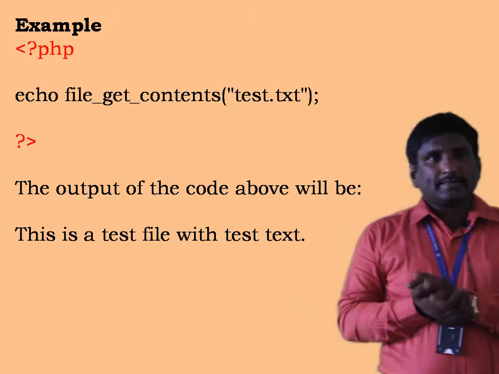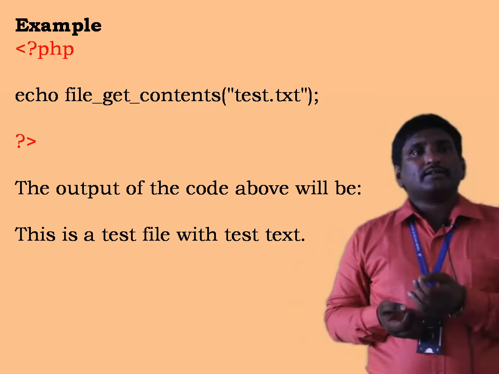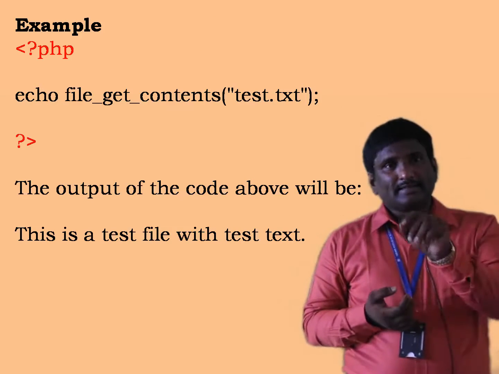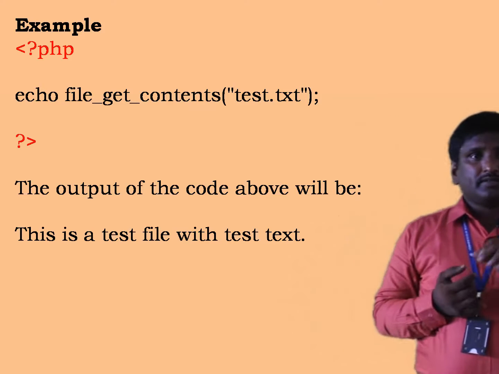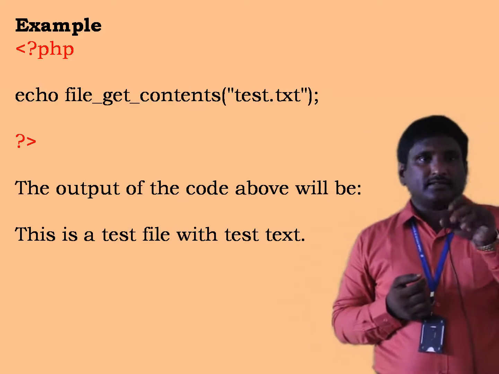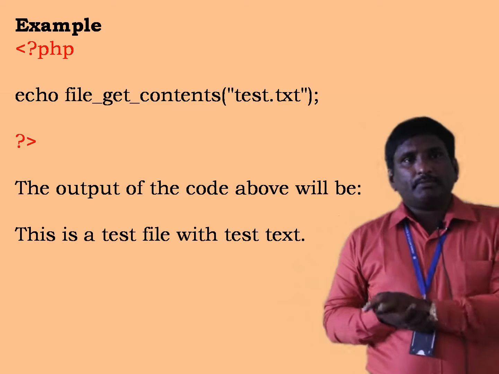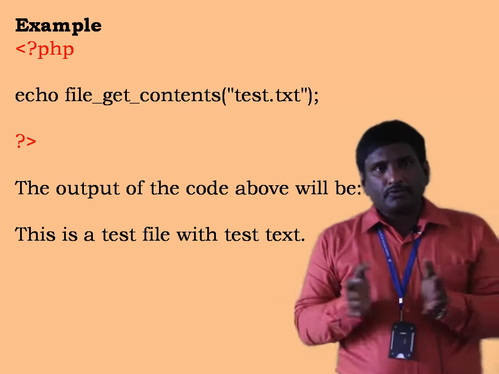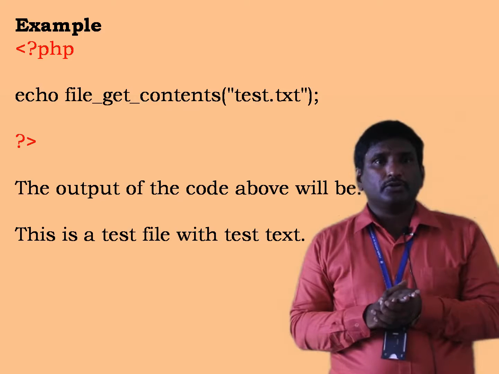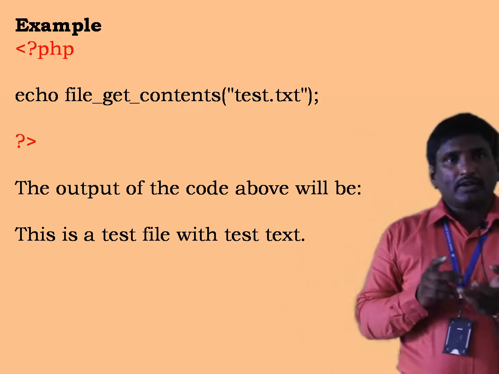Okay, this is an example. file_get_contents on test.txt. The output will be the content of the file, this is the test file, and whatever content is in there will be displayed on the browser. So these are the file operations that can be done using PHP.